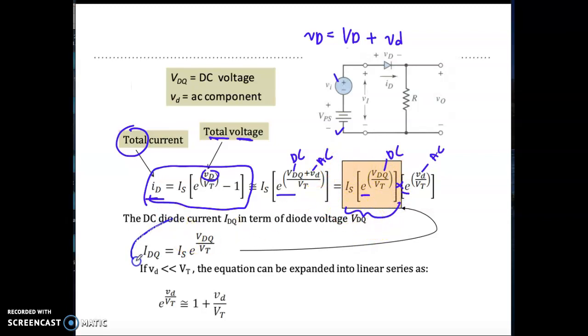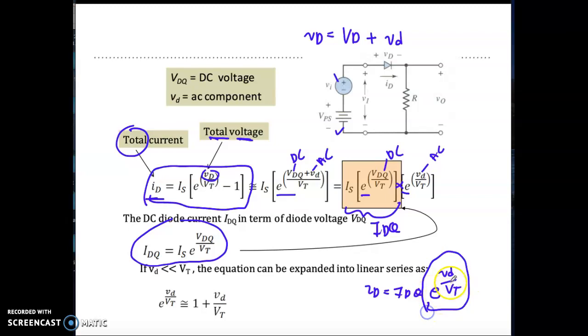So you can denote this whole part as I_DQ. How do you write the equation? The total equals I_DQ times e to the power of small v_d divided by V_t. Now how are you going to expand this e to the power of v_d over V_t? According to the linear series, you denote that as 1 plus v_d over V_t. So it becomes 1 plus v_d over V_t.